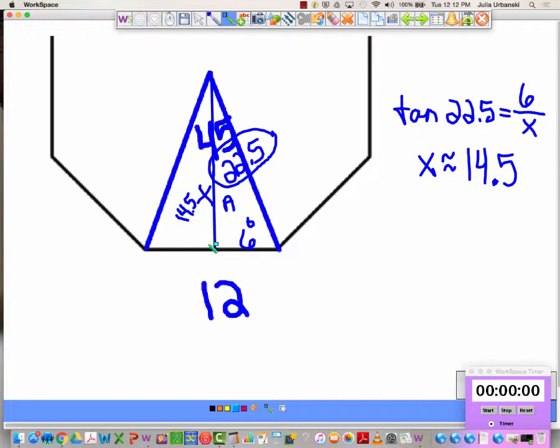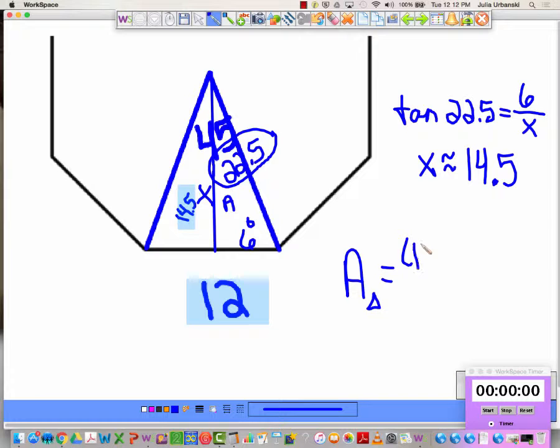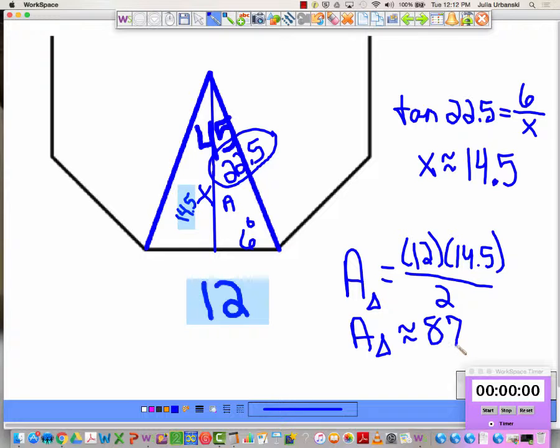All right, if I want to know the area of that triangle, what's the base of this whole triangle? 12, good. What's the height of this whole triangle? 14.5, and those are the numbers you end up using. Area of the triangle equals 12 times 14.5. Say it again? 87. Okay, the triangle is 87.